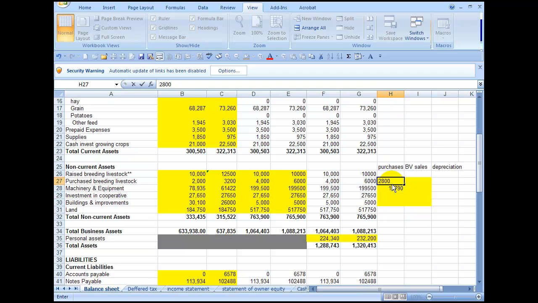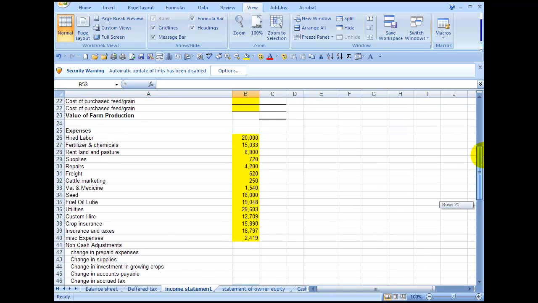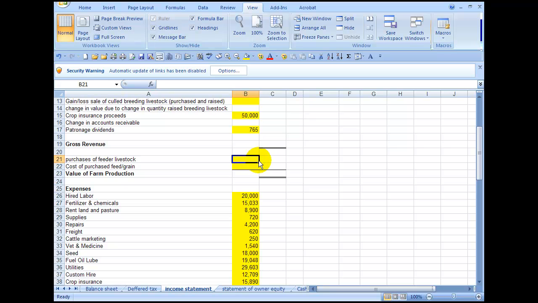Put that in here for our purchases. And feeder livestock was purchased for $65.05. Feeder livestock is over here on the income statement because it's not breeding livestock. Purchases of feeder livestock, $65.05. And feed purchased was $16.94. And there was a net flow in personal borrowings. So all of that also is personal borrowings and it's principal, so it doesn't go on the income statement.